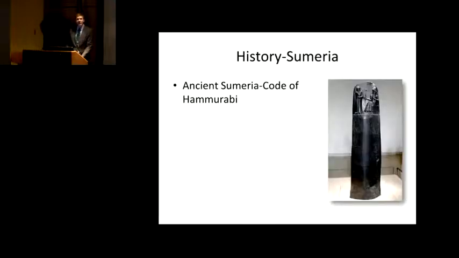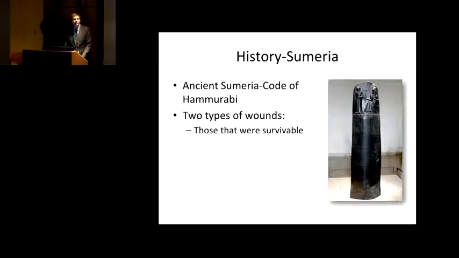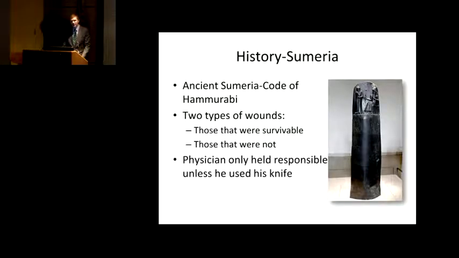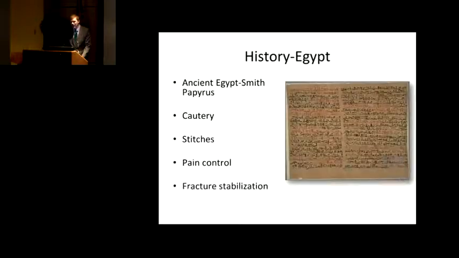Looking forward to ancient Samaria, we actually find the first evidence of recorded history of trauma care. Interestingly, if you look at their recording, most of it circled around wounds, and they comment on 2 different types of wounds. The first is wounds that were survivable, and the second is those that were not. And I think this illustrates that we as surgeons tend to publish the obvious at times. There's also the first evidence of litigation in the early world, as physicians were only held responsible when they used the knife. And I think you can see that the lawyers had hold of us very early.